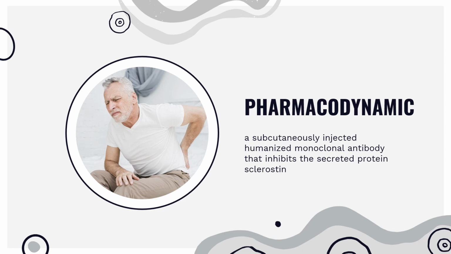Pharmacodynamics. Romosozumab is a subcutaneously injected humanized monoclonal antibody that inhibits the secreted protein sclerostin. Inhibition of this protein allows WNT signaling in osteoblasts to promote bone formation and allows for the inhibition of receptor activator of nuclear factor kappa beta ligand, RANKL, mediated bone resorption by osteoclasts.